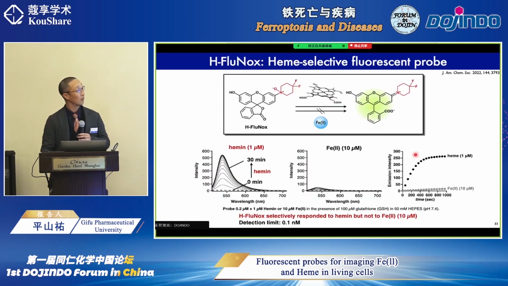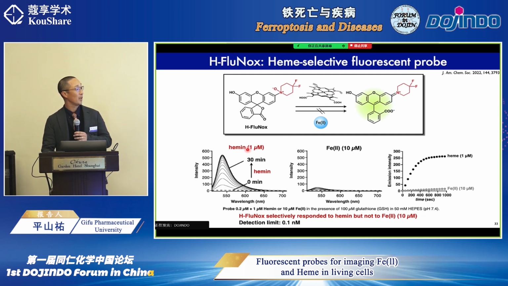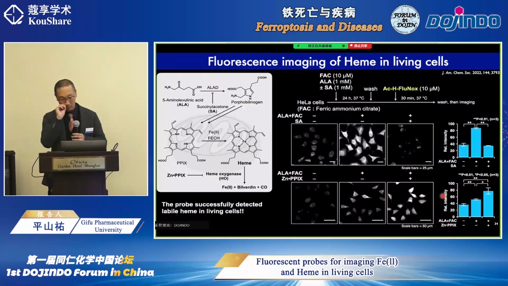To make a long story short, we found difluoropiperidine N-oxide with a Rhodol scaffold can achieve the heme-selective fluorescence response. Here shows the results, and 1 micromolar hemin induced over 200-fold increase within 10 minutes. In contrast, Fe2+ showed only a 2 or 3-fold increase even after incubation for 1 hour. So this means HemoxRhodol is completely selective to heme over Fe2+.